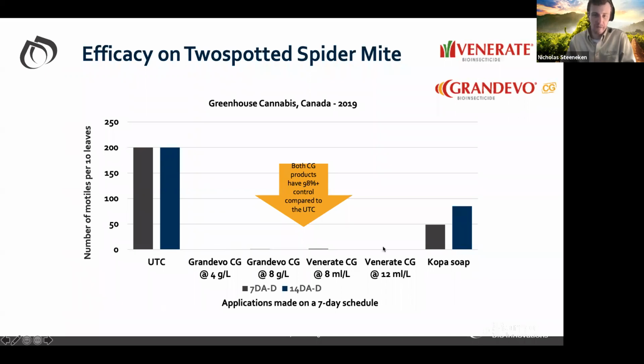So you can see that the products were very effective at eliminating. So this is 4 applications on a 7-day schedule. So we did it over a month and then compared the results 2 weeks after that. And we saw a significant reduction in the population with both Grandivo and Venerate.